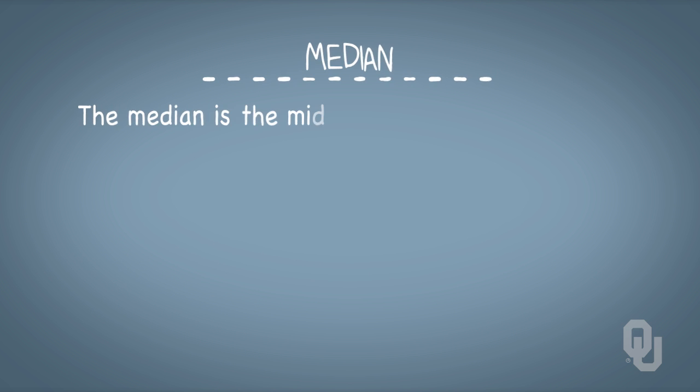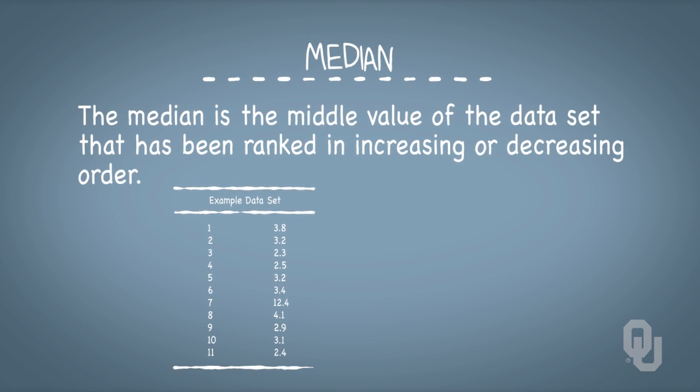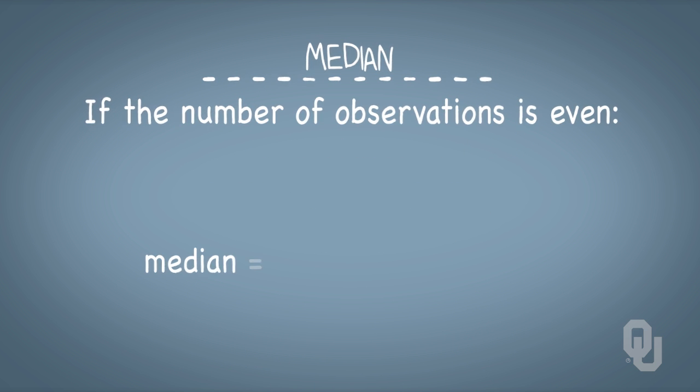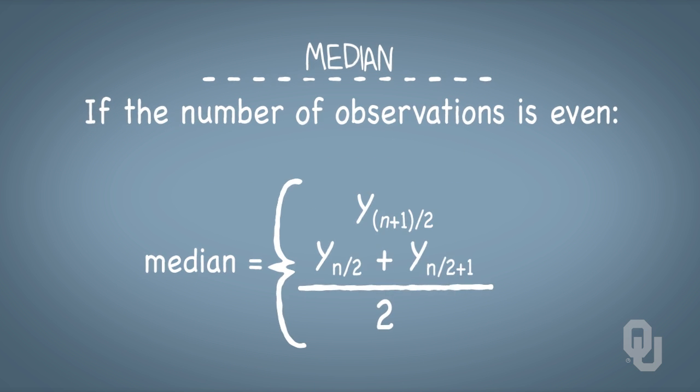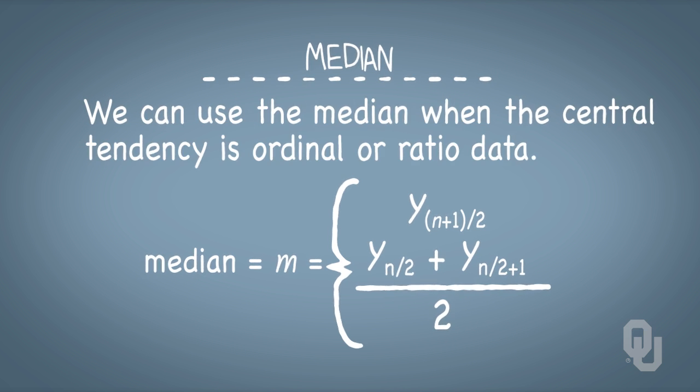The median is the middle value of a data set that has been ranked in increasing or decreasing order. If the number of observations is odd, the median is the middle term. If the number of observations is even, the median is the average of the two middle terms. Some textbooks use m to refer to the median, others use y tilde, as opposed to y bar that represents the sample mean. We can use the median when describing the central tendency of ordinal or ratio data.